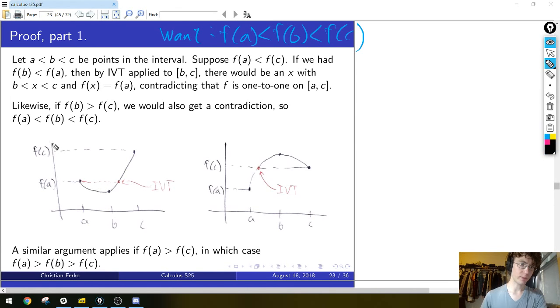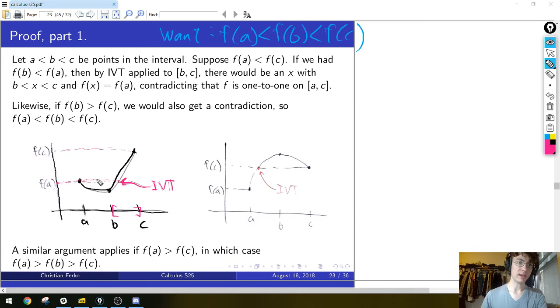So why do I get a contradiction in those 2 cases? Well, my hand-drawn diagram here is a little bad, but let's consider the first case. Here's A, here's B, and here's C. If you assume by way of contradiction that f of B is actually smaller than f of A, then all you do is apply the intermediate value theorem. I can apply it on this interval because f is assumed continuous. In particular, I apply it to the interval BC.